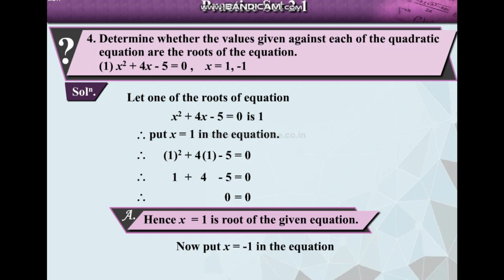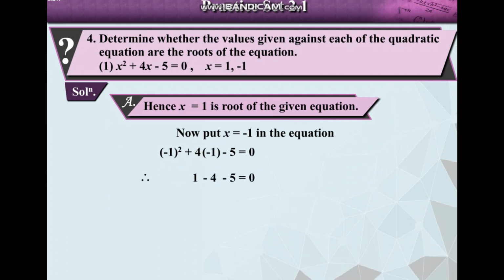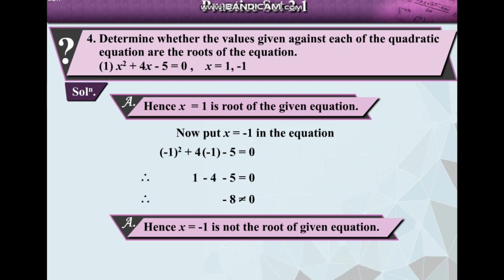Now put x is equal to minus 1 in the equation. (Minus 1) the whole square plus 4 multiplied by minus 1 minus 5 is equal to 0. Therefore, 1 minus 4 minus 5 is equal to 0. Therefore, minus 8 is not equal to 0. Hence, x is equal to minus 1 is not a root of the given equation.